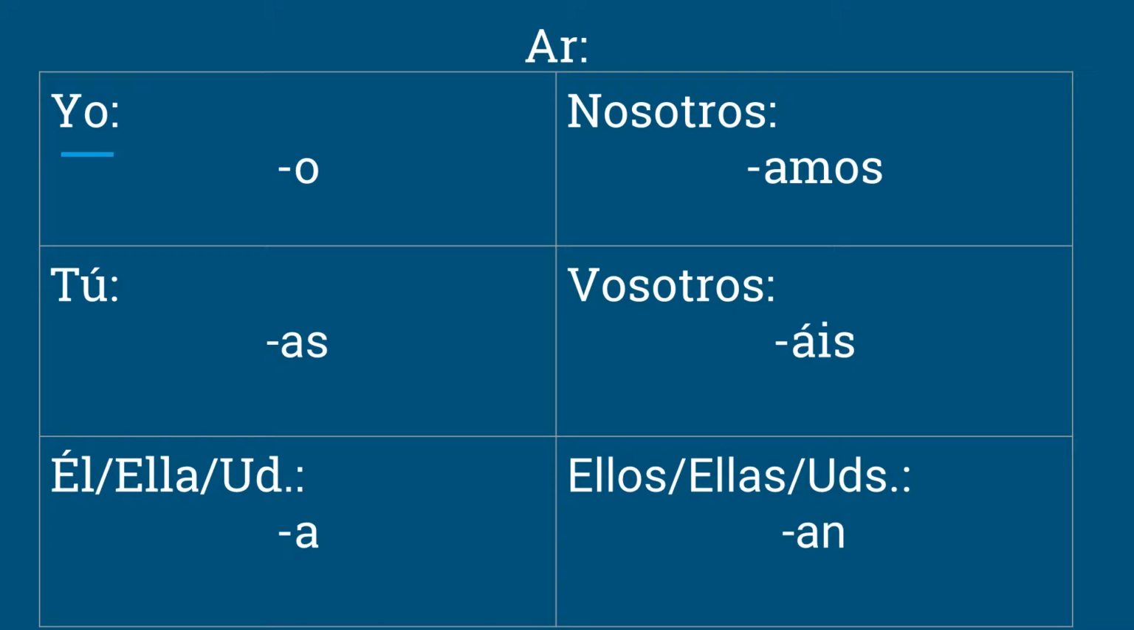Awesome. So here are the AR verbs. You drop the AR and then add these endings to each specific form. Like, for yo, you add O to that. You get the gist of it.